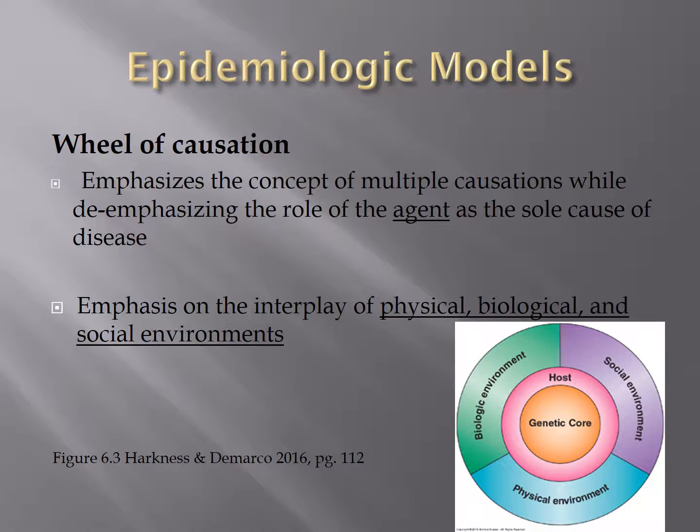The next epidemiologic model is the wheel of causation. The wheel of causation emphasizes the concept of multiple causations, while de-emphasizing the role of the agent as the sole cause of the disease. In this model, emphasis is on interplay of physical, biological, and social environments. Within the wheel, the relationship between the host and the environments mentioned above is the major determinant of health status.